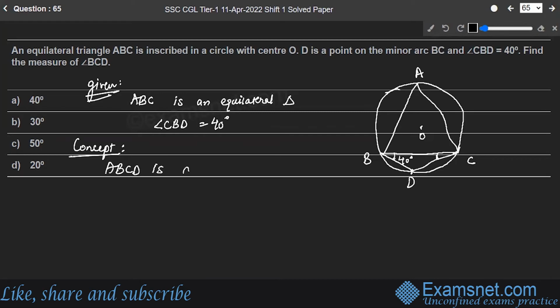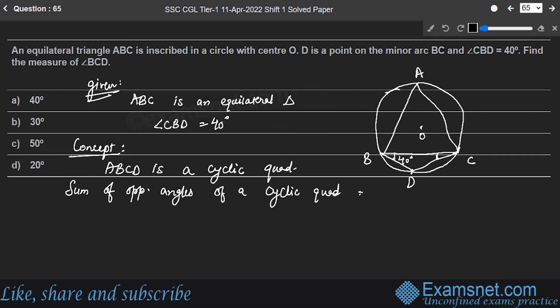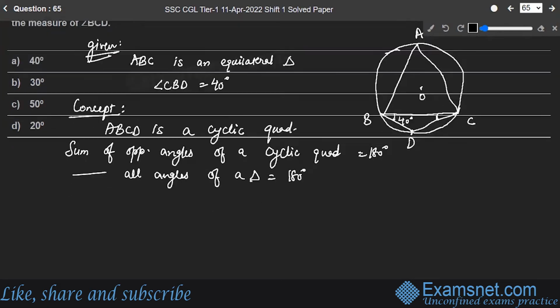ABCD is a cyclic quadrilateral. And therefore we also know the sum of opposite angles of a cyclic quadrilateral is equal to 180. Okay. Also, you know, the sum of all angles of a triangle is equal to 180 degrees. This is the thing you know. Right, now let's move towards the solution part.